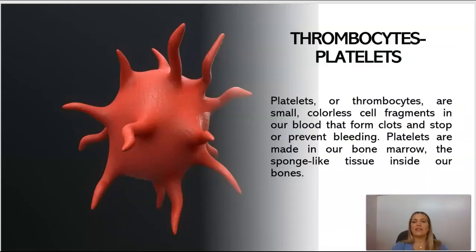And then last but not least, we have thrombocytes, otherwise known as platelets. And platelets are small, colorless cell fragments in our blood that form clots and stop or prevent bleeding. Platelets are made in our bone marrow, which is a sponge-like tissue inside of our bones, which we'll talk about more when we talk about the musculoskeletal system.